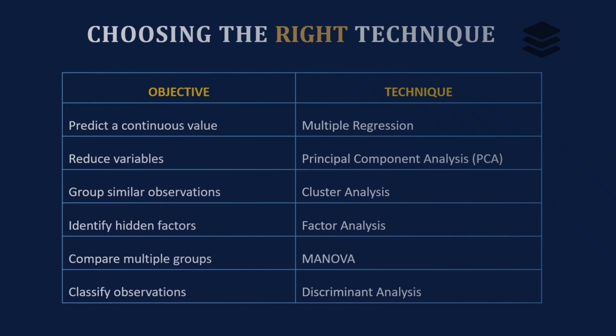To identify hidden factors among the variables, we use factor analysis. And when comparing multiple groups based on several dependent variables, we use MANOVA. Finally, if the objective is to classify observations into a predefined group, we use discriminant analysis. So the choice of technique always depends on the problem we want to solve.